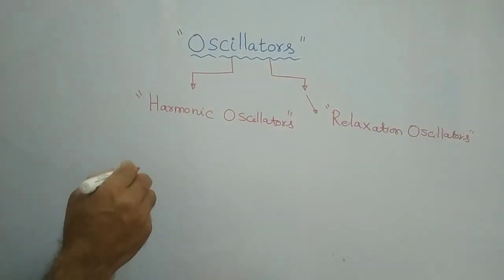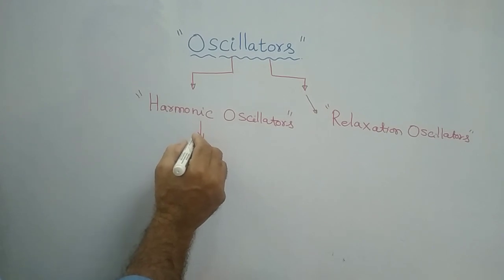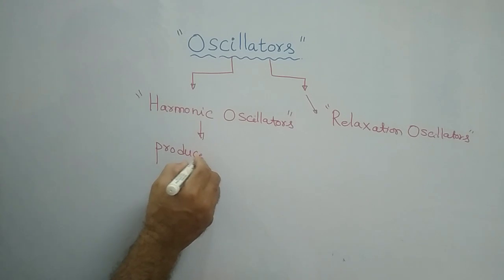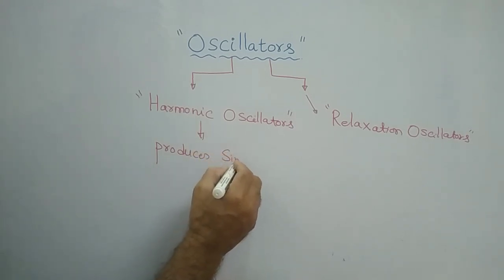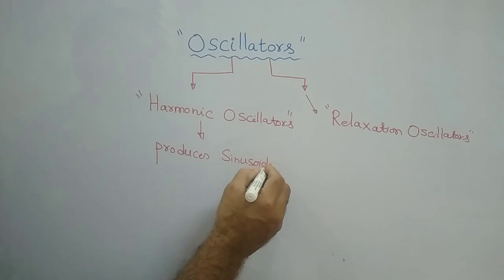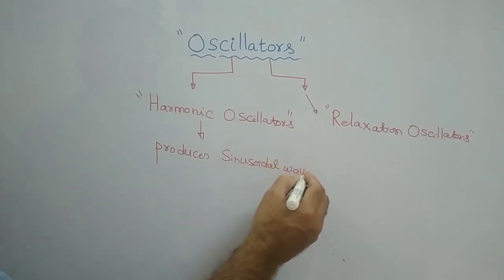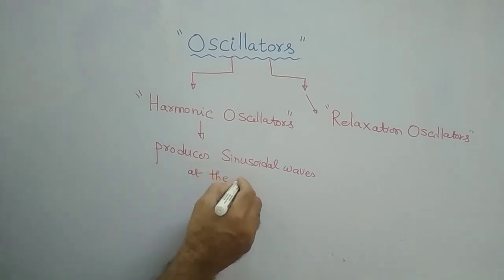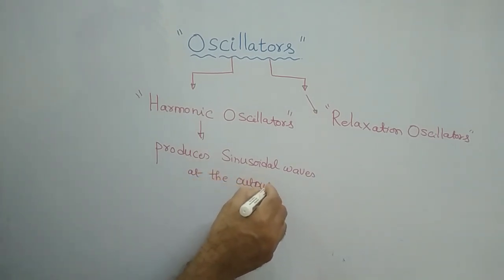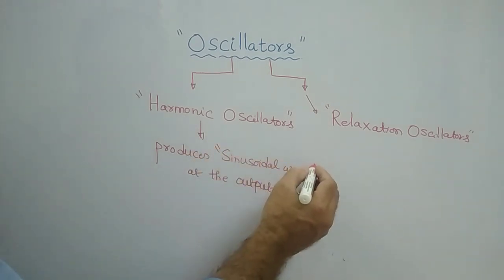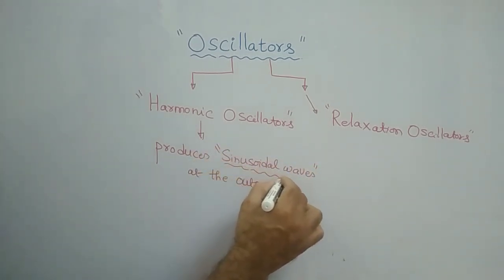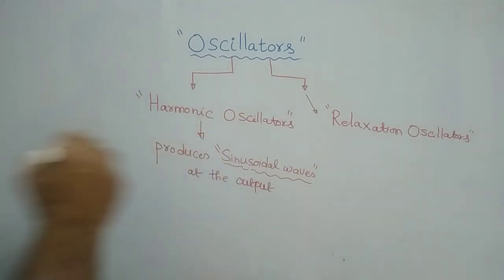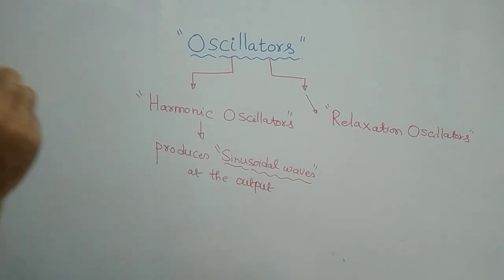What is a harmonic oscillator? Harmonic oscillators produce or provide sinusoidal waveforms at the output. This you must remember. Harmonic oscillators generate sinusoidal waveforms, or sinusoidal output.